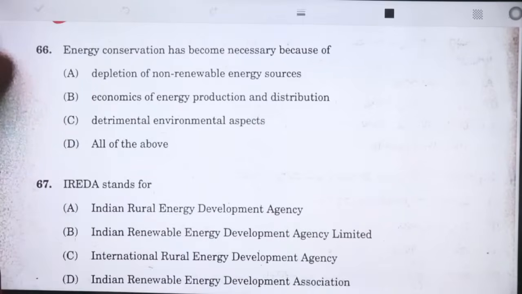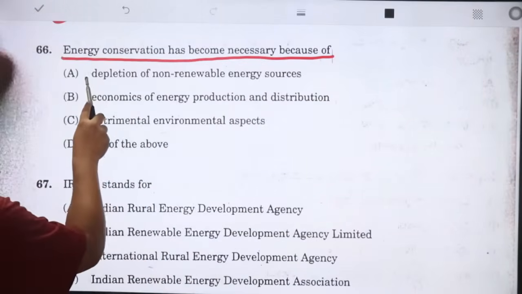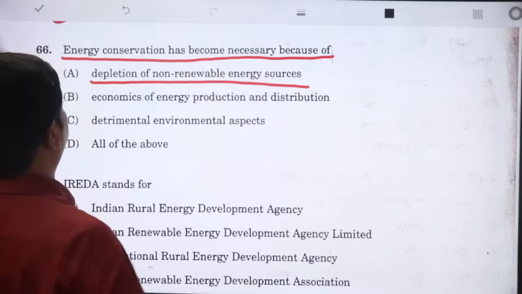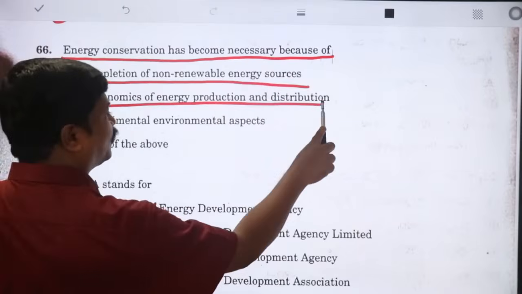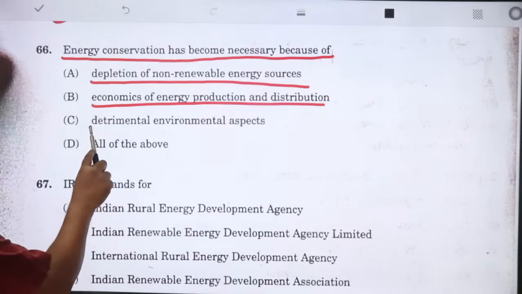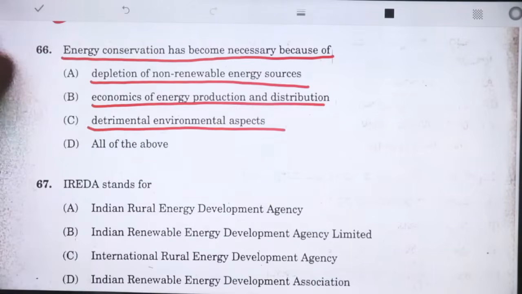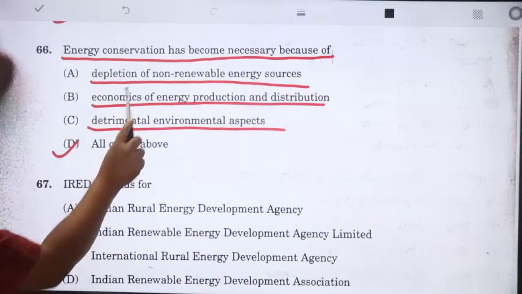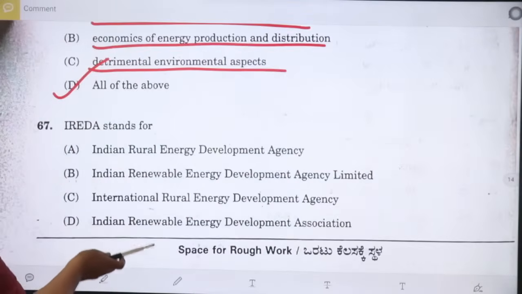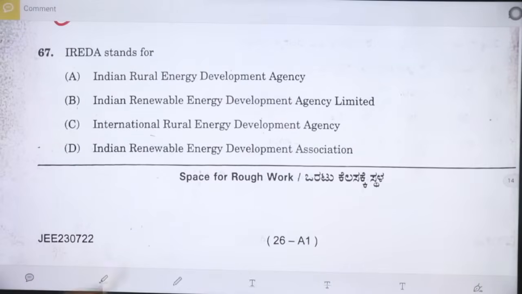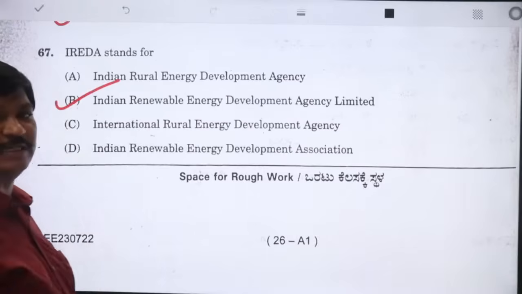Here also the concept I told you: energy conservation has become necessary because of depletion of non-conventional energy sources, the economics of energy production and distribution, and detrimental environmental aspects. So all the above is the right answer for this. IREDA is the Indian Renewable Energy Development Agency Limited, that is the full form. This type of question Google also will give.